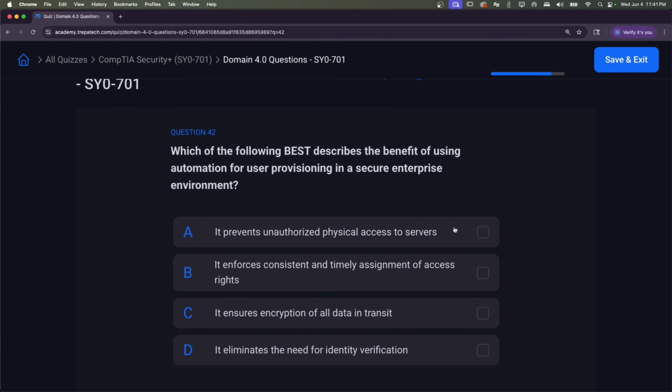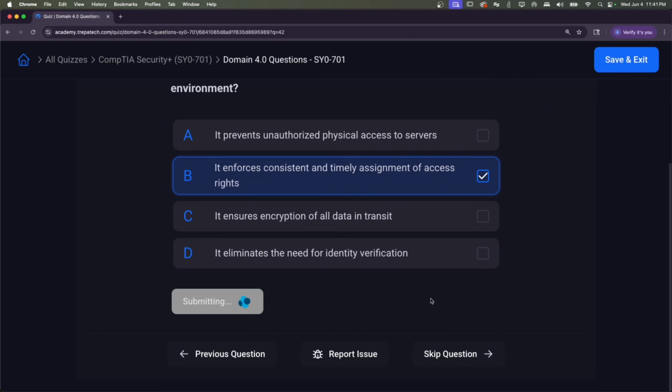Question 42. Which of the following best describes the benefit of using automation for user provisioning in a secure enterprise environment? Well, that's going to prevent a lot of errors, right? It's going to help our provisioning by always putting the right permissions too, so we don't get that permission creep through human error, right? There's so many reasons why we want to automate the provisioning, but here our best answer is going to be B. It enforces consistent and timely assignment of access rights.